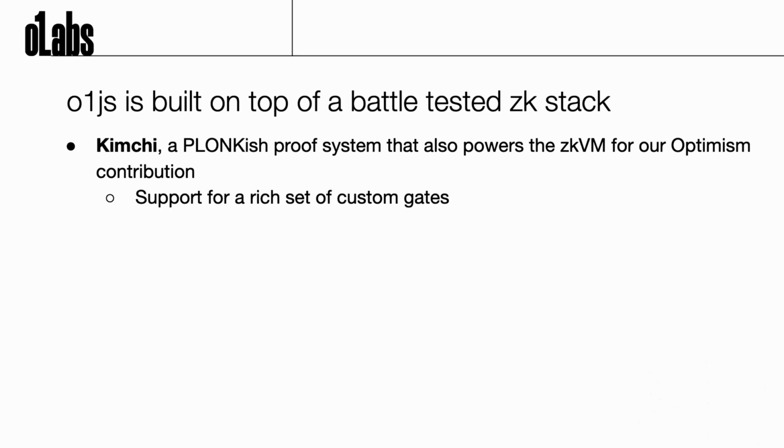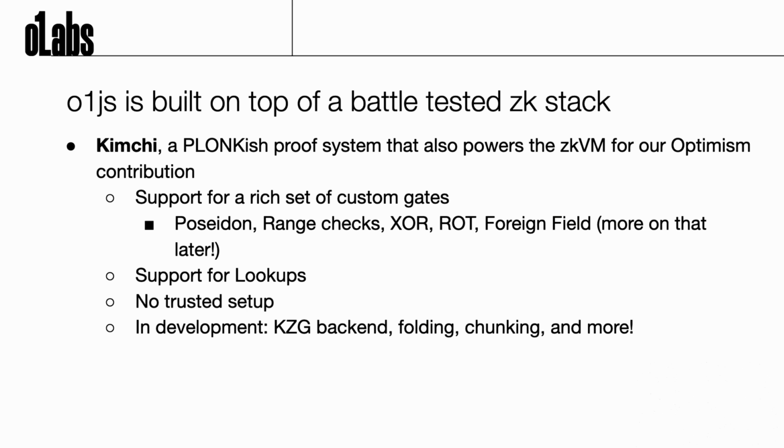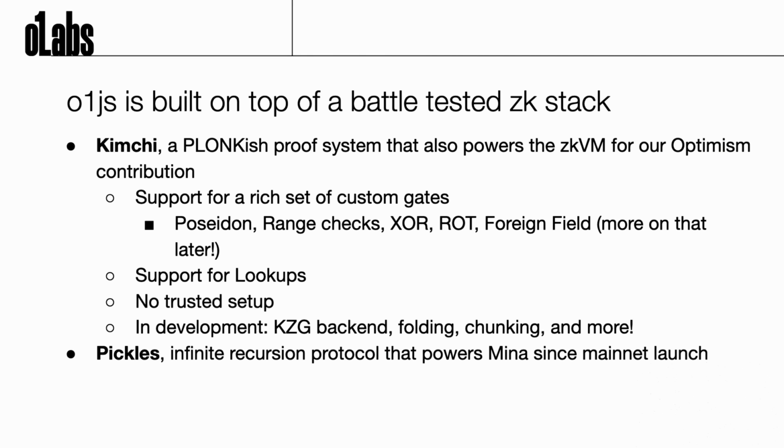It supports a rich set of custom gates, for example Poseidon, range checks, XOR, rotation for on-field, and more on that later. There's support for lookups, no trusted setup, of course. There's all sorts of stuff in development. And last but not least, our infinite recursion protocol that actually powers Mina is called Pickles, and it has been in production on mainnet since the launch of Mina, which was about 2 years ago.